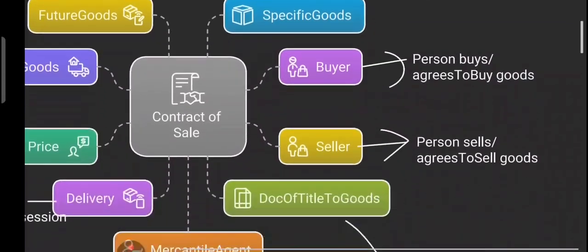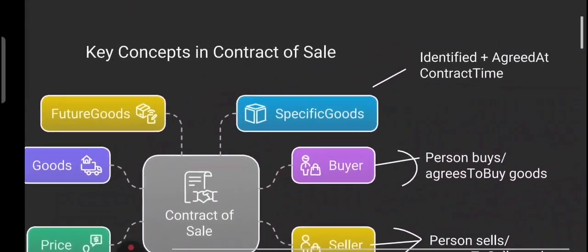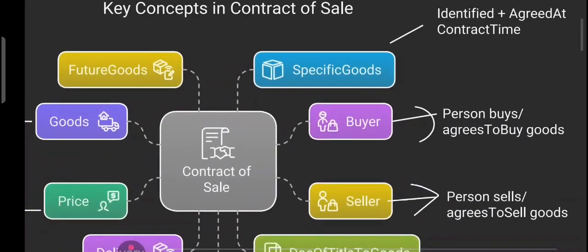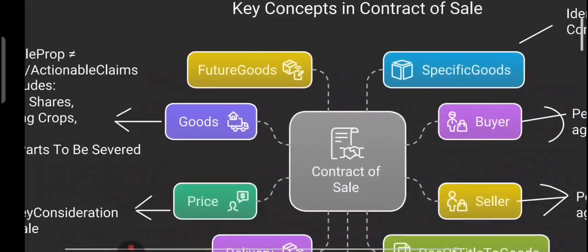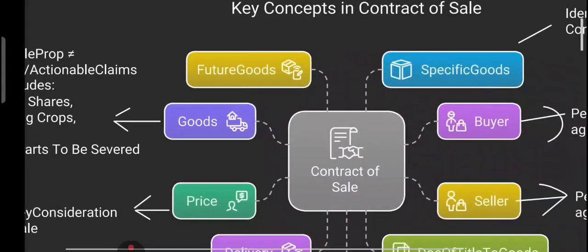Then we have specific goods. What is the meaning of specific goods? These are goods clearly identified at the time of contract. Like suppose I want that blue sofa. This is a kind of specific goods. Then we have something called future goods. What is the meaning of future goods? Future goods means things that will be made or grown later, like crops, like a custom-made table.